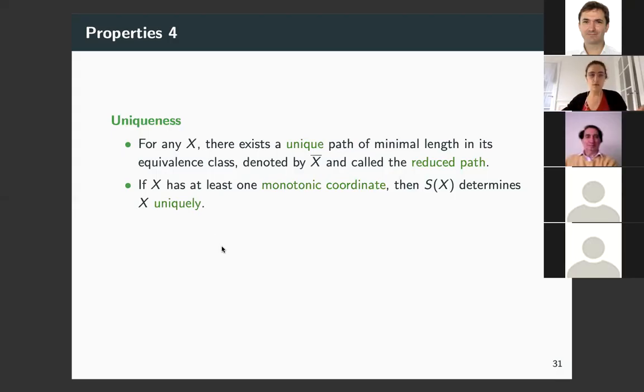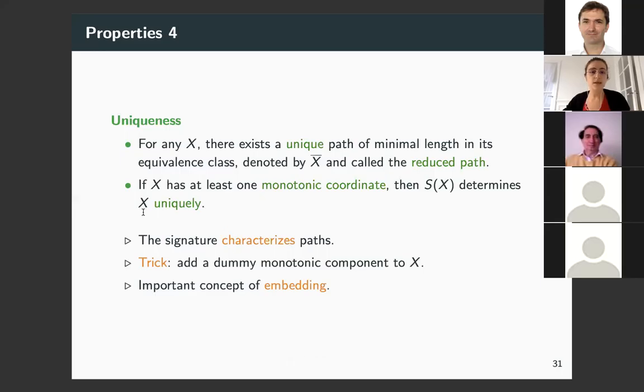This is what we will use in practice: if you have some data, to be sure that the signature is unique, you can just add a monotone coordinate. You lose one dimension, so you get something higher dimensional because D is now D plus 1, but at least you have uniqueness. And this is what is called embedding or sometimes augmentation. There are different names for this process.